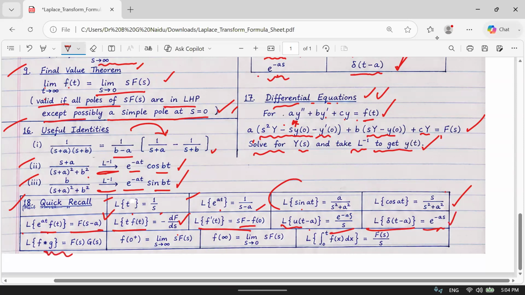Similarly, this is the convolution theorem: the Laplace transform of f convolved with g is F(s)G(s). This is the initial value theorem: the limit as s tends to infinity of sF(s). This is the final value theorem: the limit as s tends to 0 of sF(s). And this is the integration property: the Laplace transform of the integral from 0 to t of f(x) dx is written as F(s) by s. Okay, these are the very important formulas for Laplace transformations.